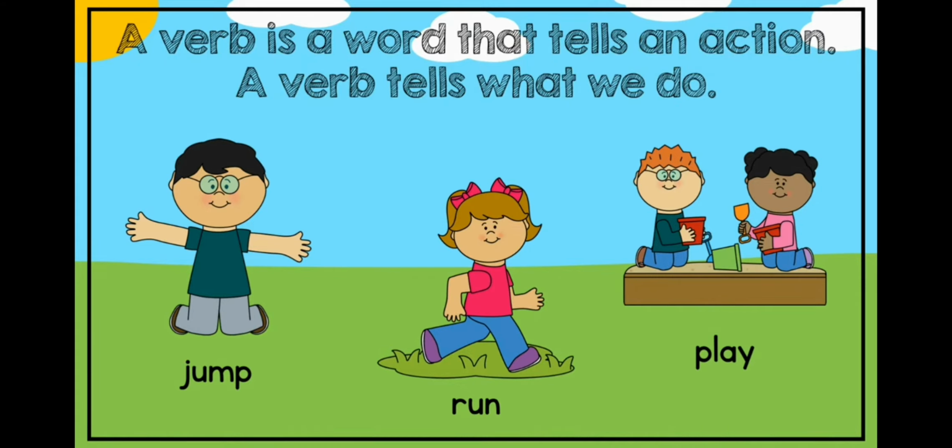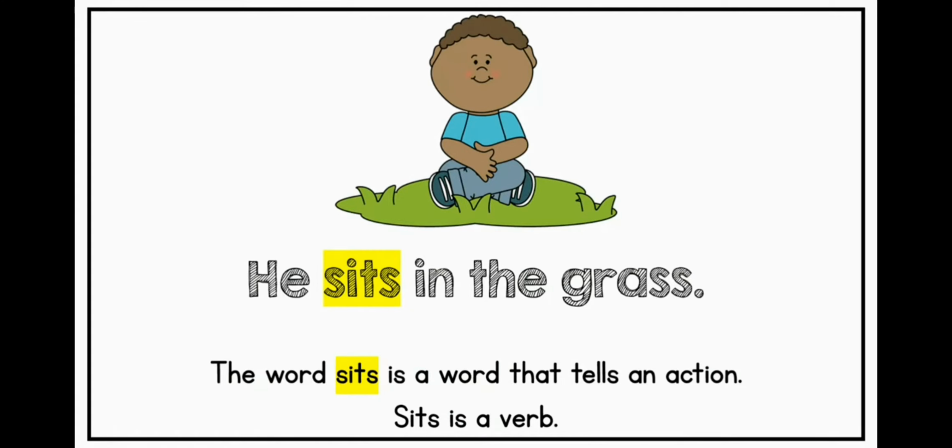A verb is a word that tells an action. A verb tells what we do. Jump, run, play. Those are all verbs. He sits in the grass. The word sits is a word that tells an action. Sits is a verb.